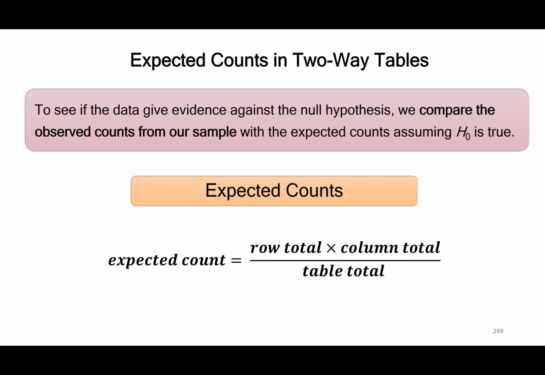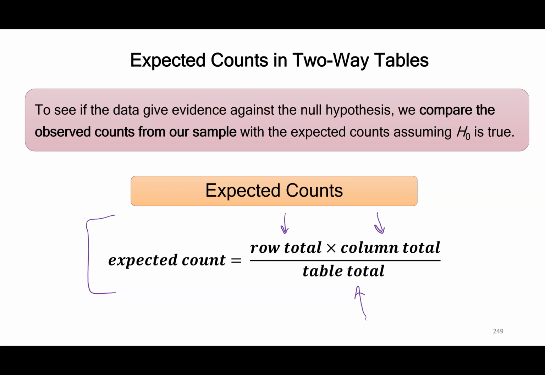Expected counts are a tiny bit more steps than before. You'll have an expected count for each cell in your table. It's your row total times your column total, divided by your table total, so the total over all of them. In the wine and music example, there are 243 people or bottles total sold. So 243 is our table total.